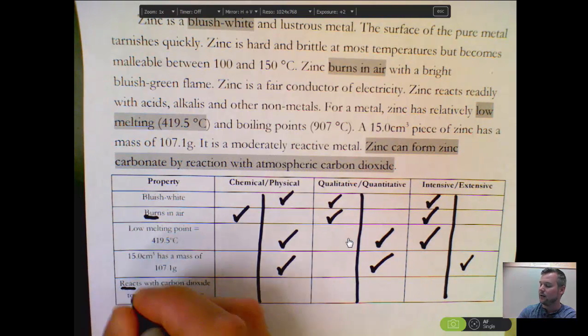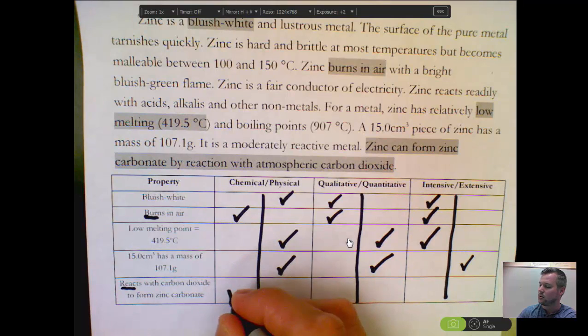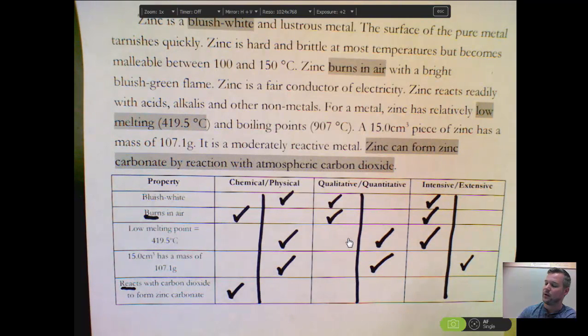Reacts with carbon dioxide. I see a chemical style word, which makes it a chemical property. I do not see a number, which makes it qualitative. And if I have a lot or a little, it should always be the same.